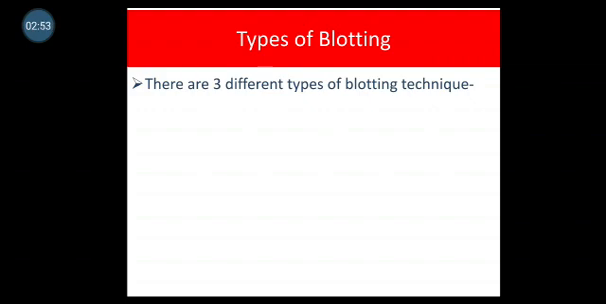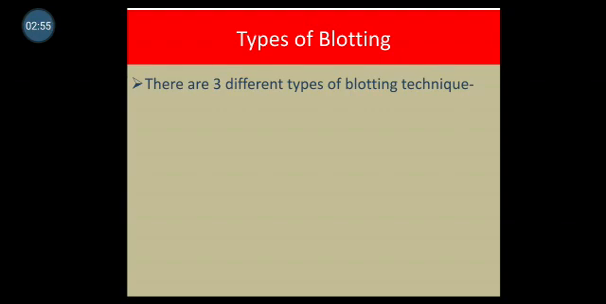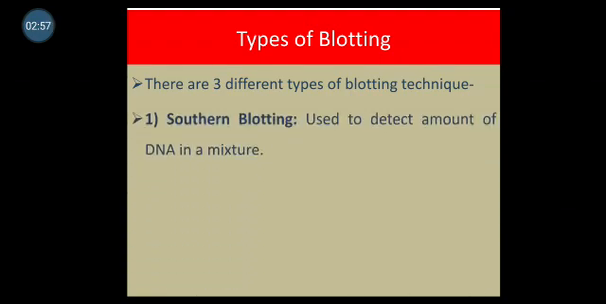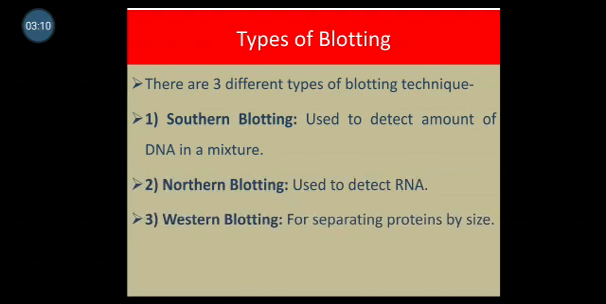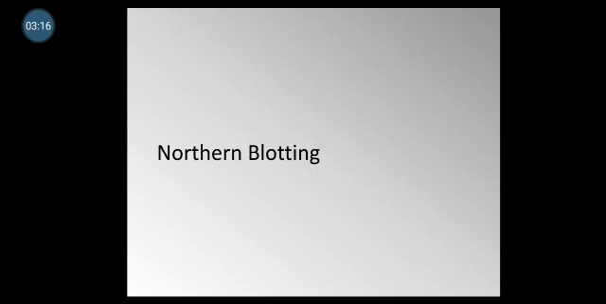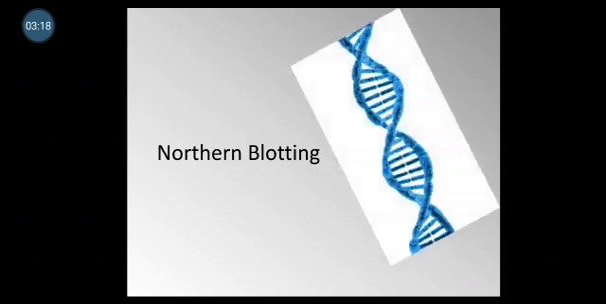There are three main types of blotting techniques. The first one is southern blotting, used to detect DNA in a mixture, which we have already discussed in our last lecture. Northern blotting is used to detect RNA from a mixture. And western blotting is for separating proteins by their size. So we will start with the discussion of northern blotting.